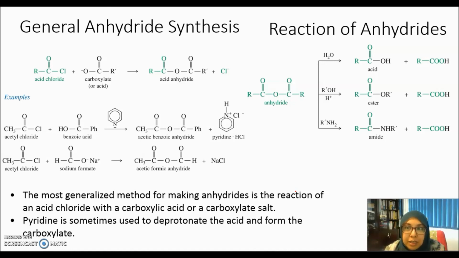Now for reactions of anhydride, you have three reactions that you may observe. The first one is hydration, where you just get acid. Reaction with alcohol, you will also get ester. And lastly, you can also make amide from anhydride, where you will get essentially one amide and another carboxylic acid. And that is it.